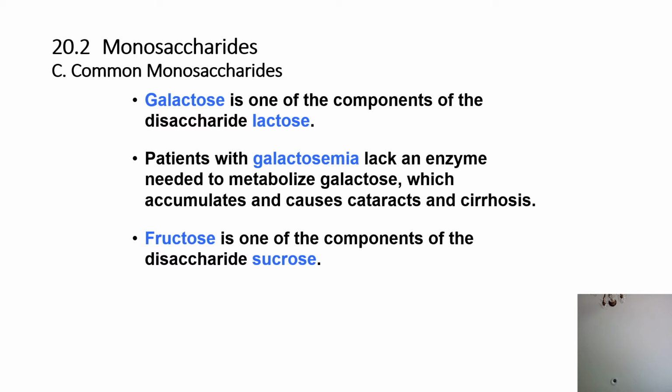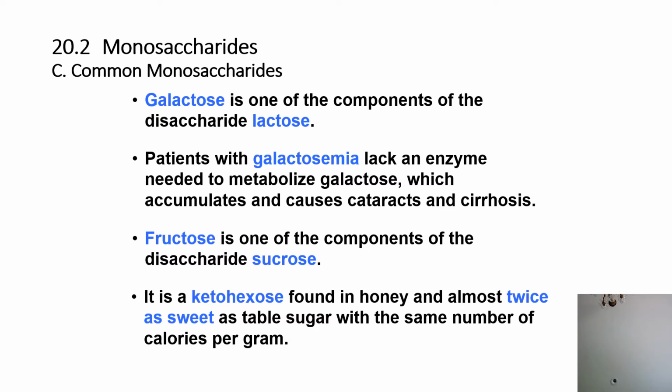Fructose is one of the components of the disaccharide sucrose. So another term, sucrose, that you've been exposed to already. I believe we talked about reducing sugars, and sucrose is a non-reducing sugar. Fructose is also the ketohexose found in honey and almost twice as sweet as table sugar with the same number of calories per gram. So you get more bang for your buck if you use honey instead of sugar.